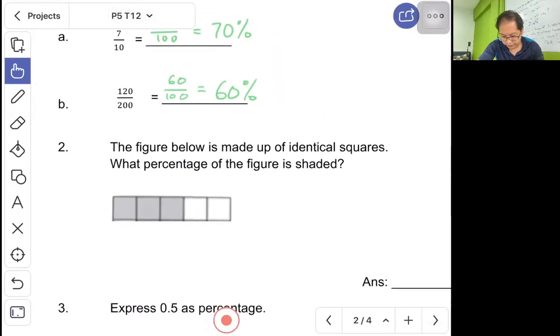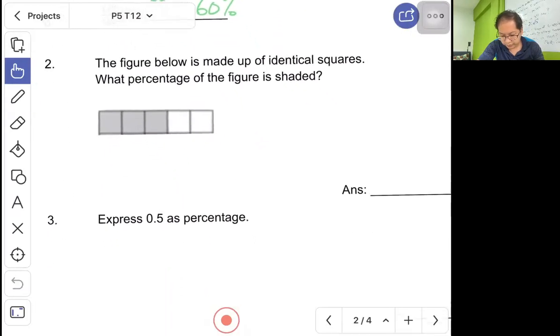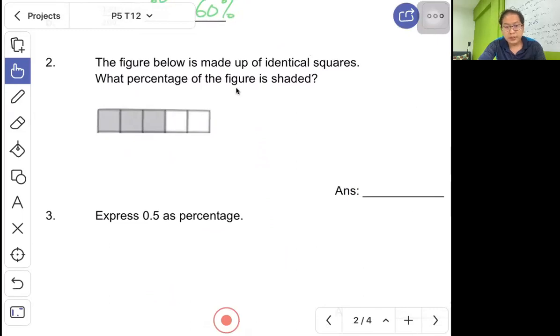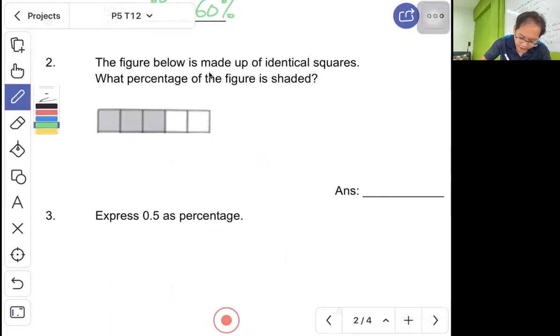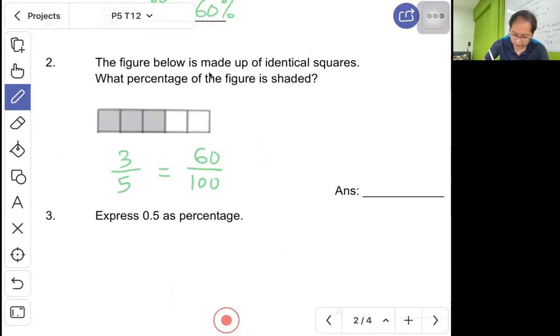Question 2. The figure below is made out of identical squares. What percentage of the figure is shaded? So if you put in fraction, this is known as 3 out of 5 that's shaded. So make the denominator 100. So I times 20, I get 60 out of 100. And that's how I get 60%. So 60% of the figure is shaded.